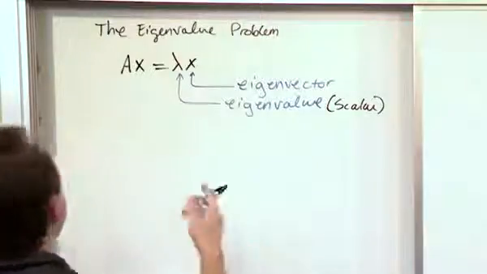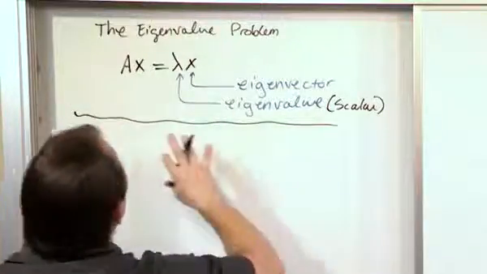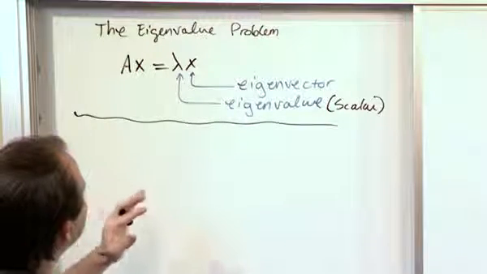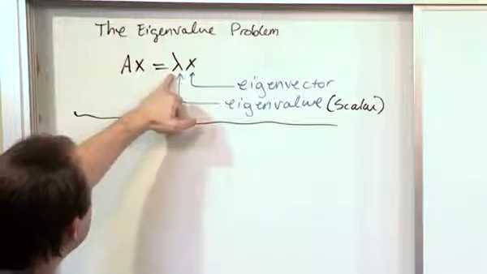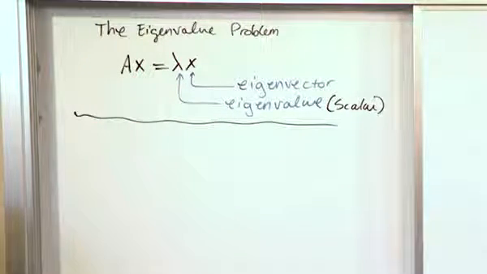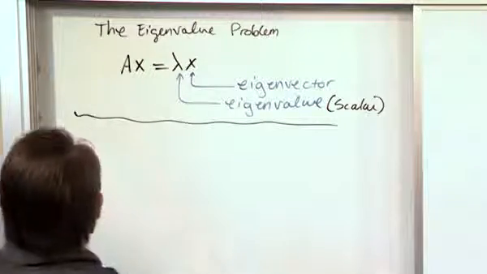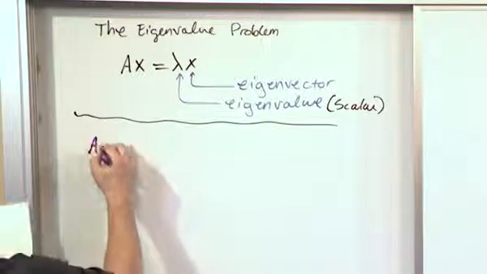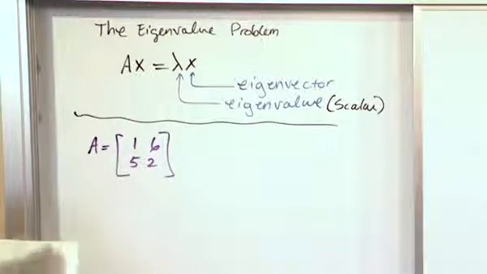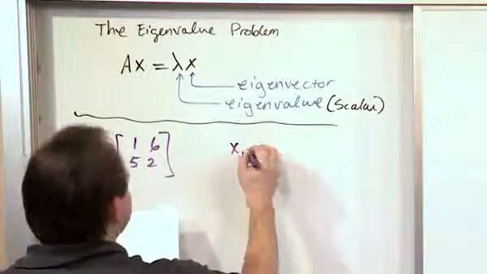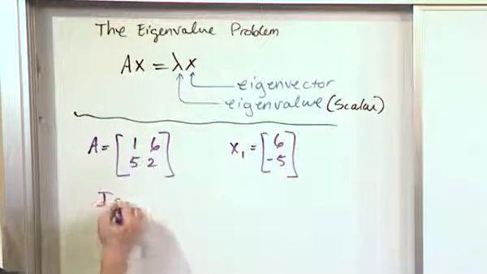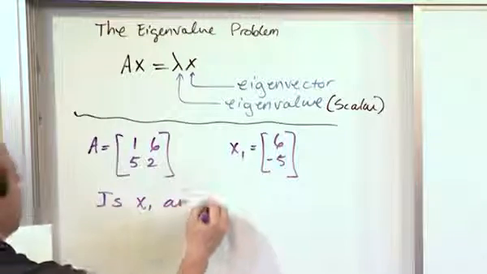Now that you have the general idea of what the eigenvalue problem is, ultimately we're going to figure out how to calculate these eigenvalues and the corresponding eigenvectors. But before we get to that, we're going to do a simpler problem. I'm going to give you a matrix A, in this case [1, 6; 5, 2], and a vector x1 = [6, -5], and I'm going to ask you, is x1 an eigenvector?